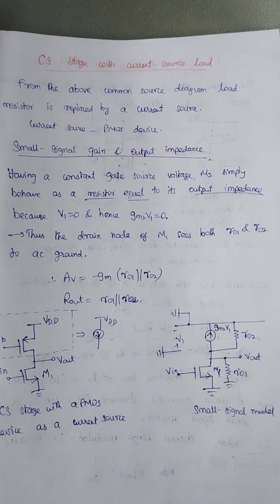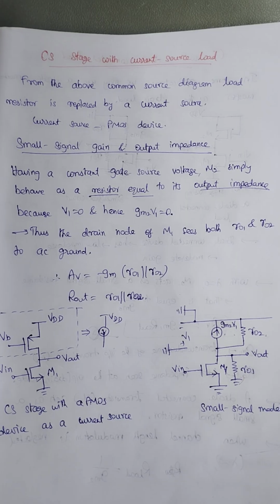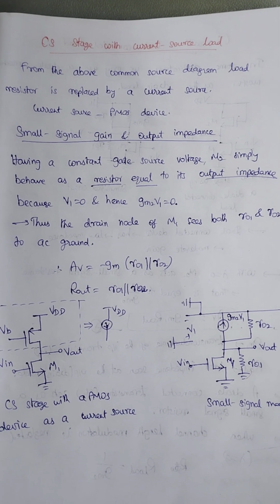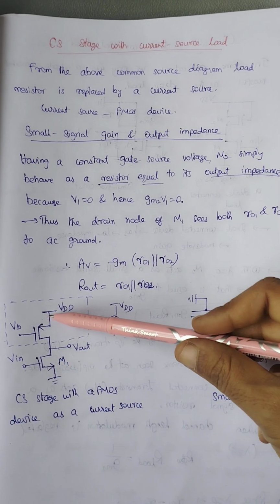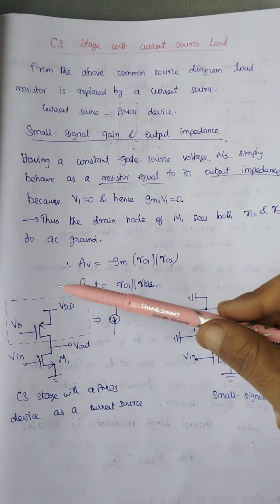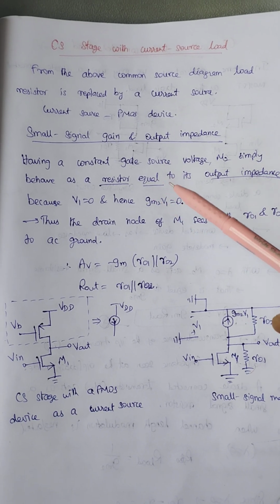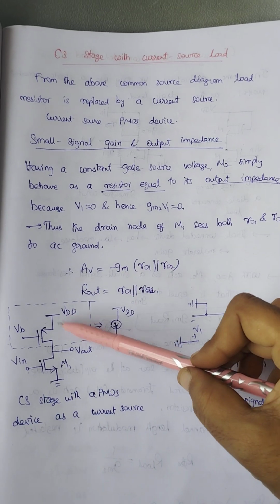Hello everyone. Now we are going to see about common source stage with current source load. In the previous video we have discussed about common source stage. Now we are going to see the common source stage connected with a current source load. What will be the gain, input impedance and output impedance? This is what we are going to see now.